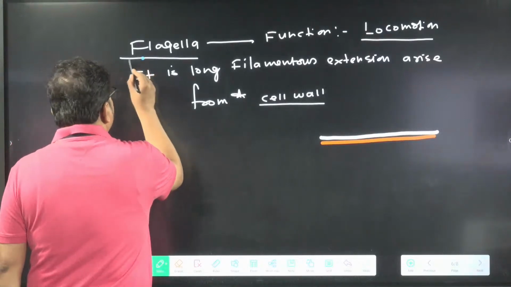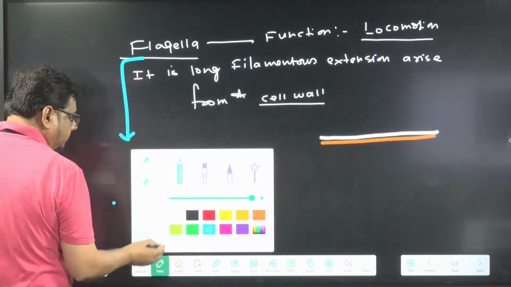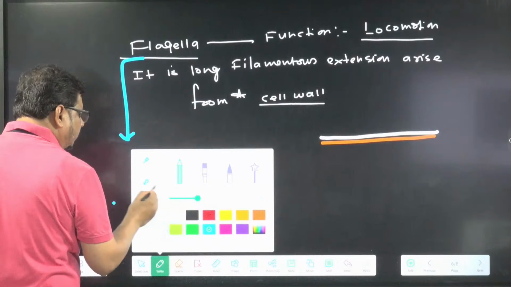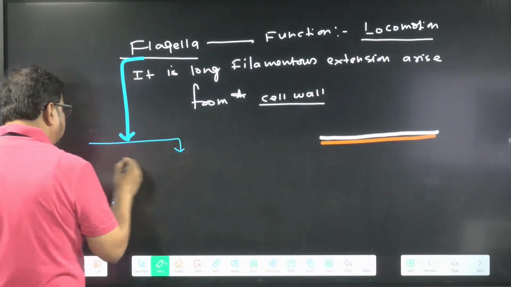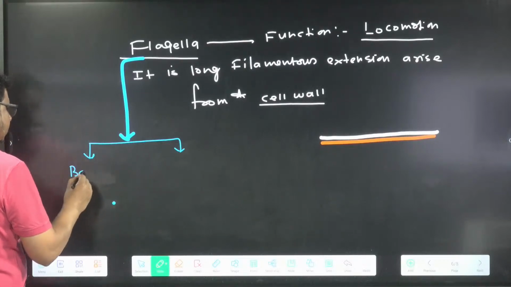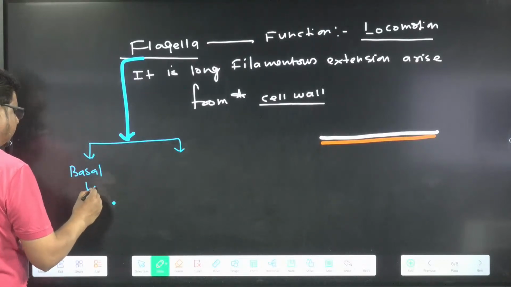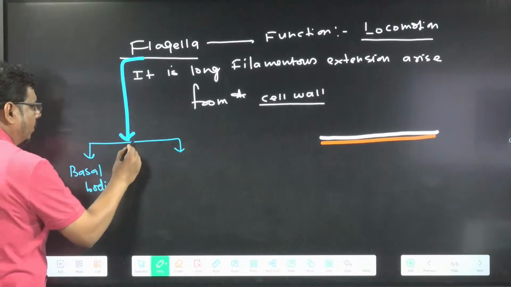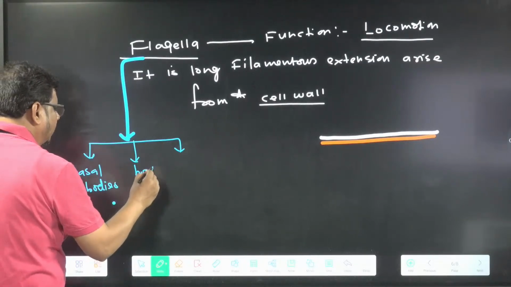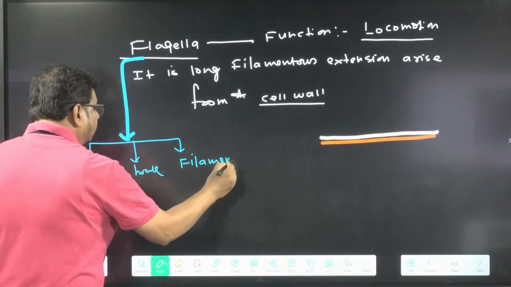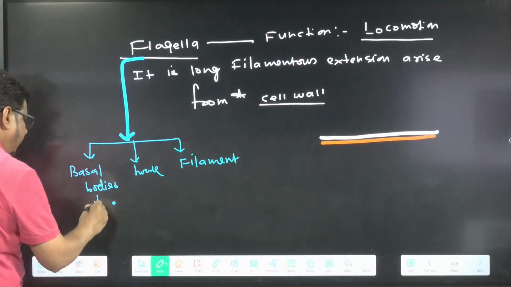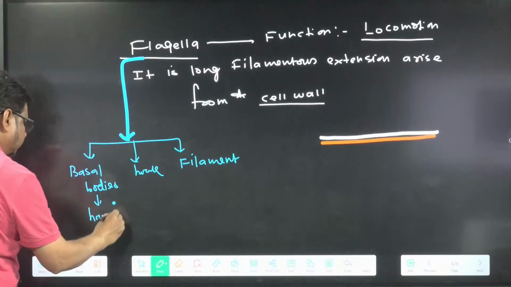Flagella have how many components? 3 components. One component is the basal body. Another component is the hook. Another component is the filament. So this basal body has 4 rings.